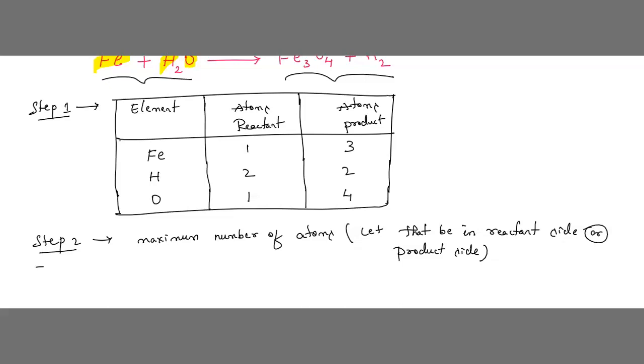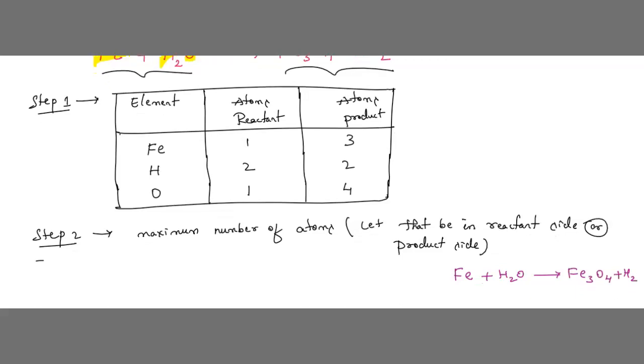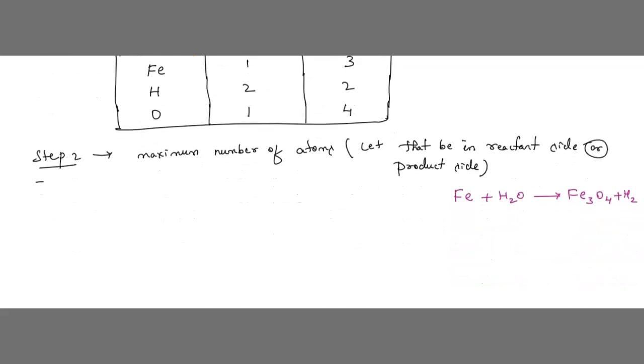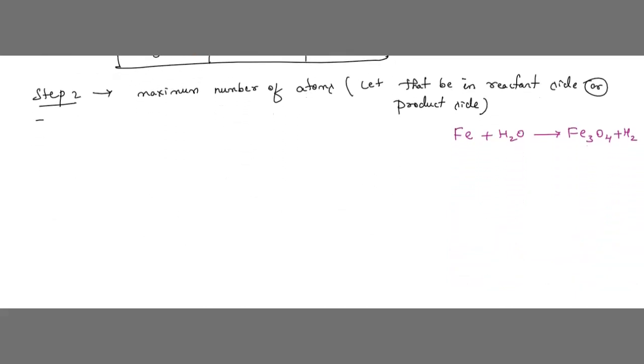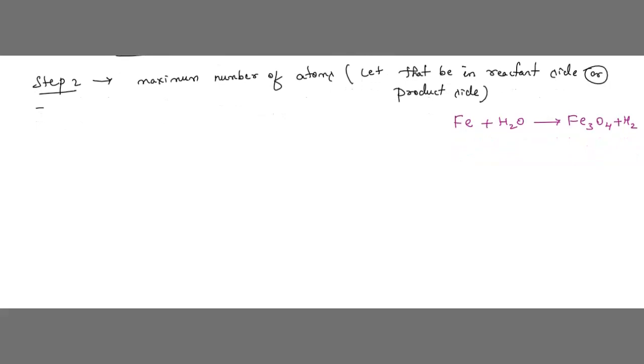Here once again I will write the equation. That is Fe plus H2O gives Fe3O4 plus H2. Correct, no? Now children, where do we have more number of atoms? In the product side. In step 2 we have identified which side has more number of atoms.